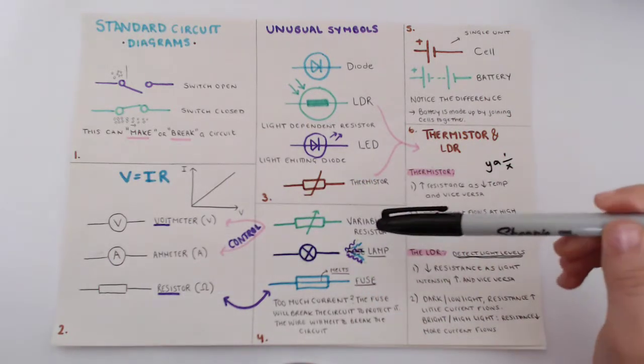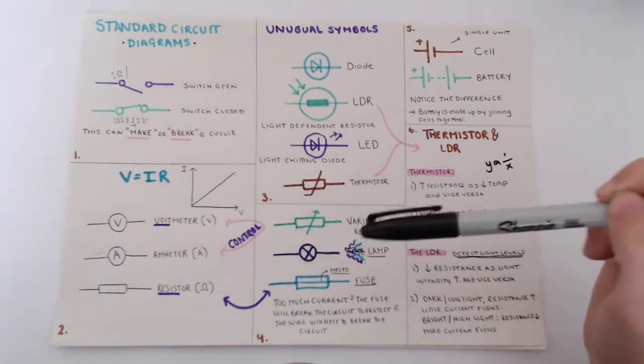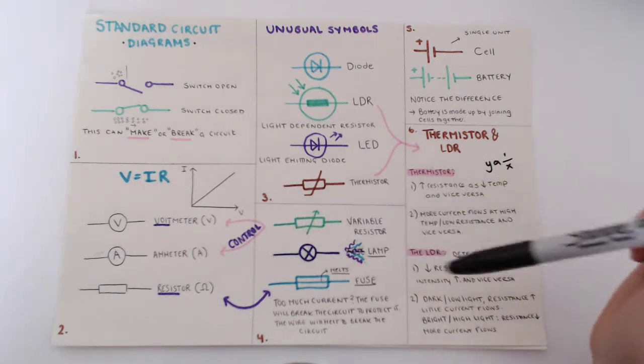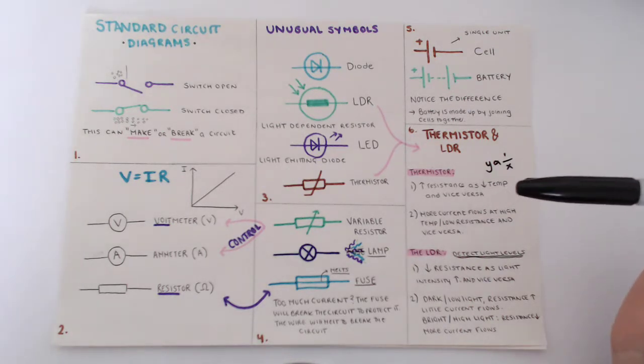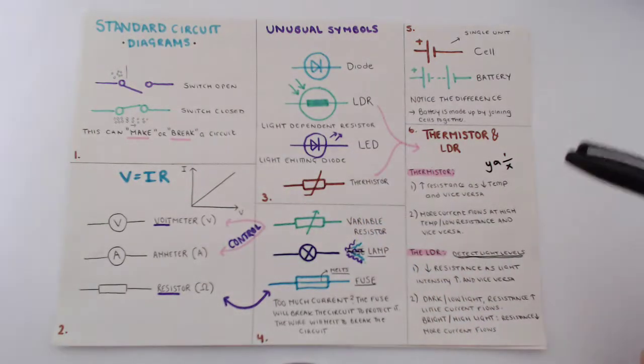Okay, so moving on, we've got a variable resistor, same thing as a resistor, but with an arrow through it. This arrow represents that the resistance can change. You can control the resistance, and by controlling the resistance, you can change the current and the voltage using Ohm's law. V is equal to IR, because they're all proportional to each other.